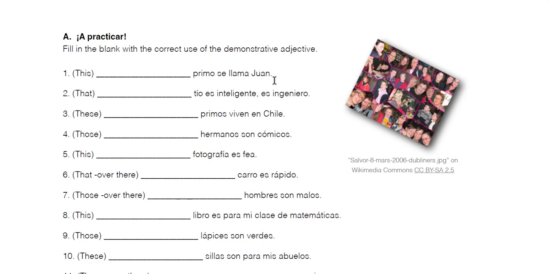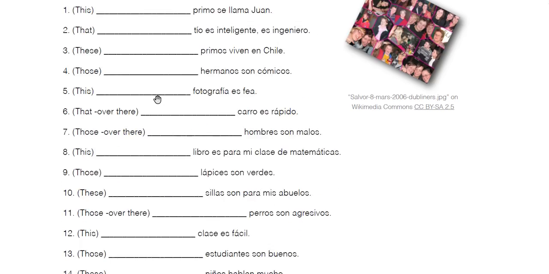Number two. How would I say that uncle, or tío, es inteligente, es ingeniero? So that uncle is smart. He's an engineer. How would I say that? Not that over there, not that one way over there, just that one right there. The options were ese and esa. If you said ese, you are correct because we are referring to the masculine singular form here. So ese tío es inteligente. That's how we would do that section.